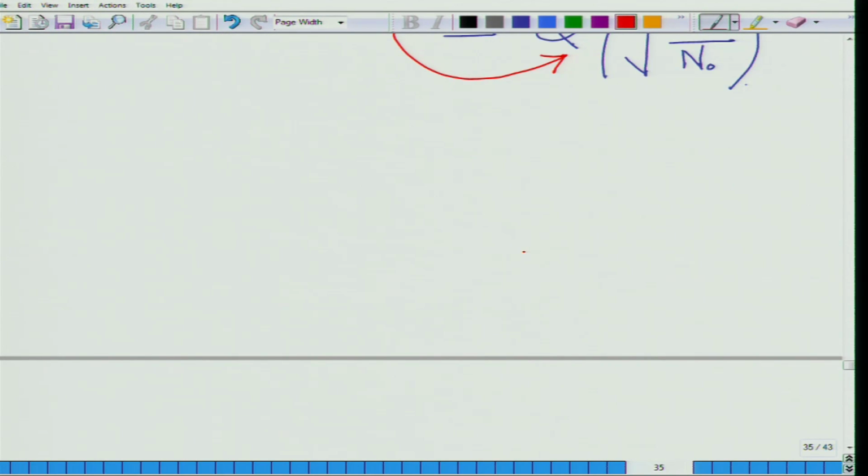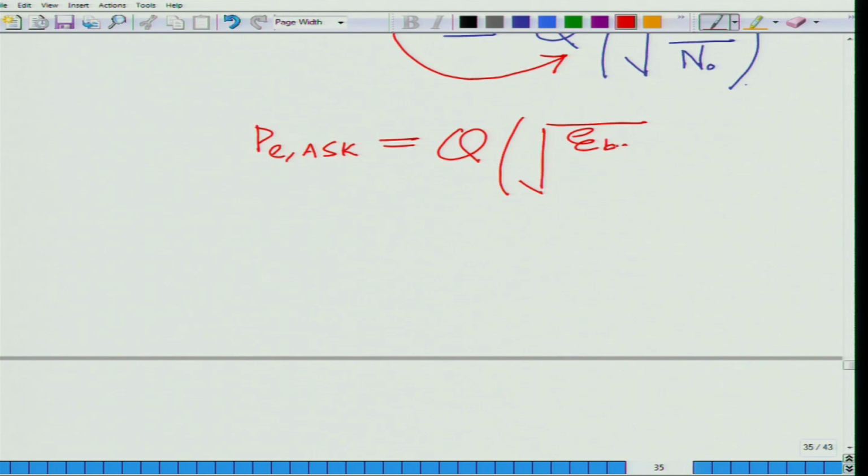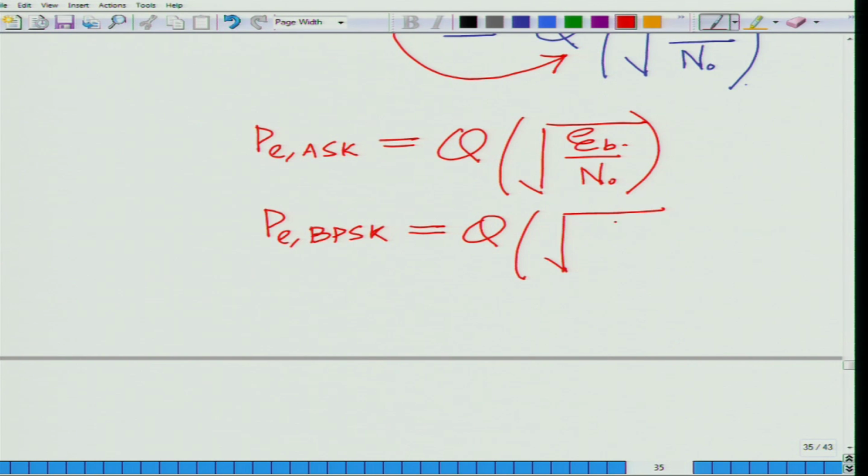So, for amplitude shift keying, it is equal to Q of the square root of E_B over N naught. For binary phase shift keying, the probability of error is Q of the square root of 2 E_B divided by N naught. Look at this, the argument for binary phase shift keying is higher, that is, the square root of 2 E_B over N naught. The argument of the Q function for amplitude shift keying is simply the square root of E_B over N naught.